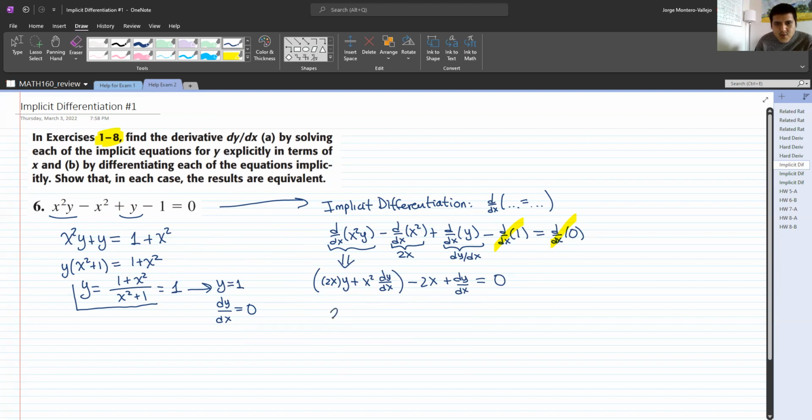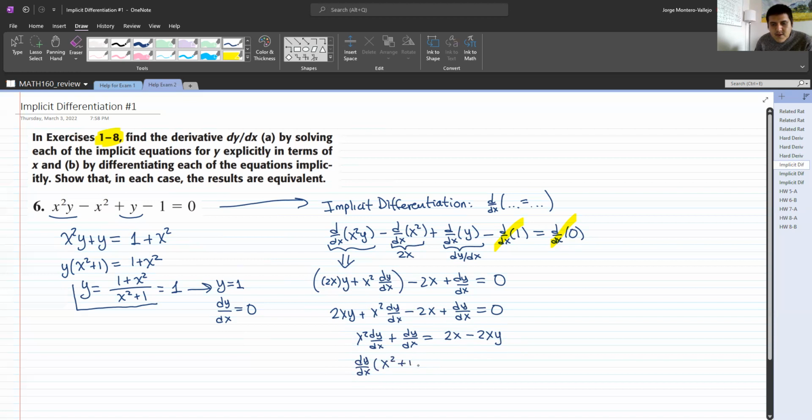If I get rid of the parentheses, I get 2xy plus x squared dy dx minus 2x plus dy dx equals 0. I want to group all the dy dx terms on the left side. So x squared dy dx plus dy dx. And then everything else, I'll be sending them to the right side. So minus 2x gets sent to the right side with positive sign. And then the 2xy is now here, minus 2xy. Okay, now I can factor out dy dx, and I'll be left with x squared plus 1.